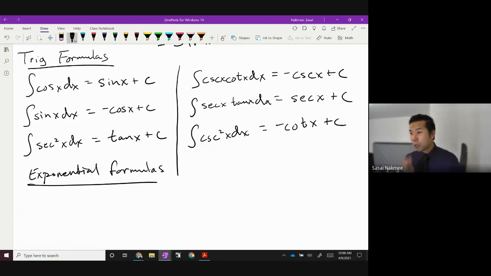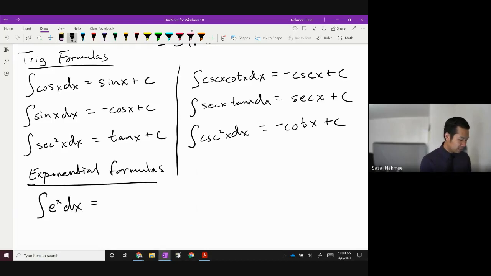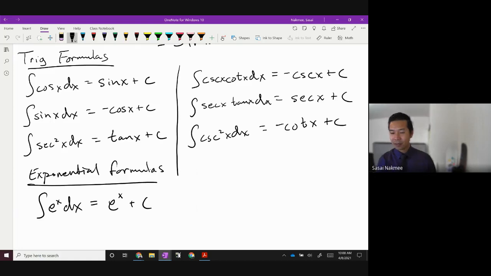Exponential formulas. All right. First one up is the easiest one. Do you guys remember this one? What is the antiderivative of e to the x dx? Well, that's asking you what's the derivative going to give you e to the x, and everybody's already typing into the chat. You guys already remember this one. It's e to the x, but don't forget plus c. Don't forget plus c. It's very important.